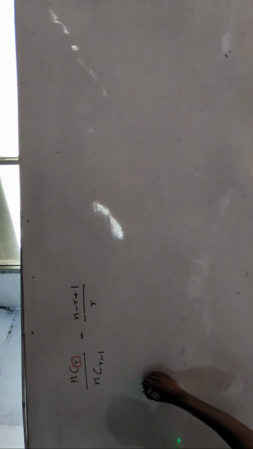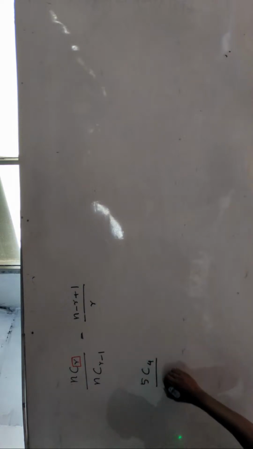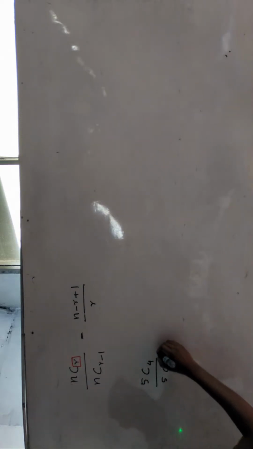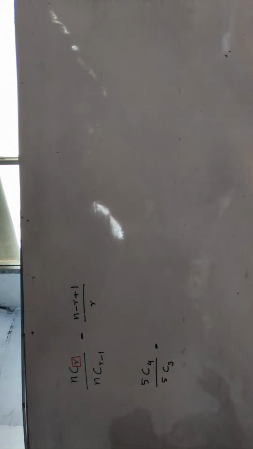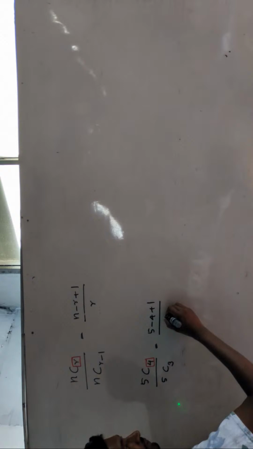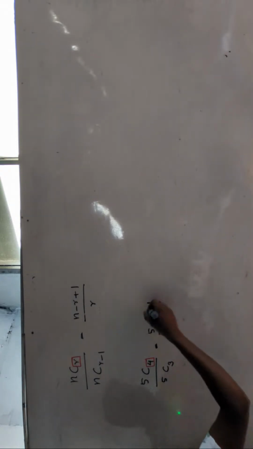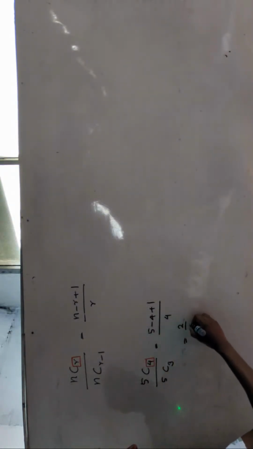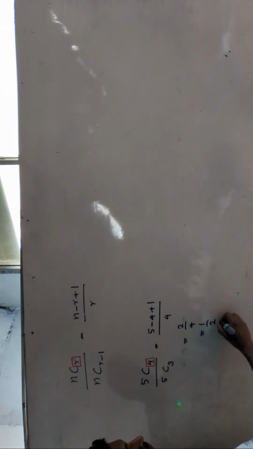As an example today, imagine this one: 5C4 over 5C3. So what is the answer for this one? You only have to worry about this 4. So 5 minus 4 plus 1 over, again, 4. That means 6 minus 2, that will be 2, so 2 by 4, that is equal to half.